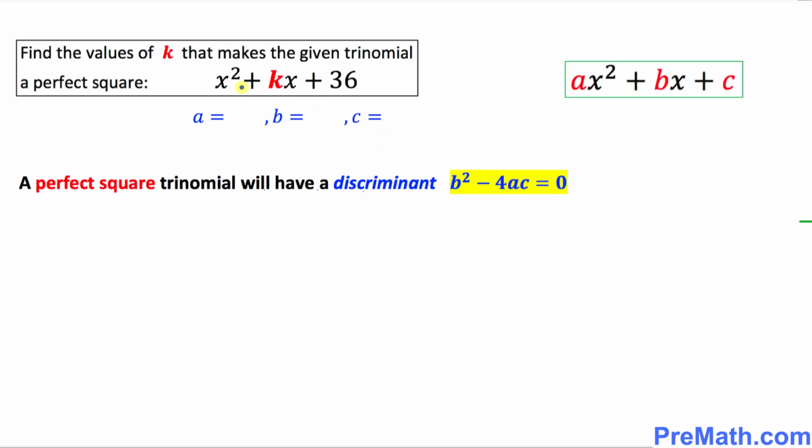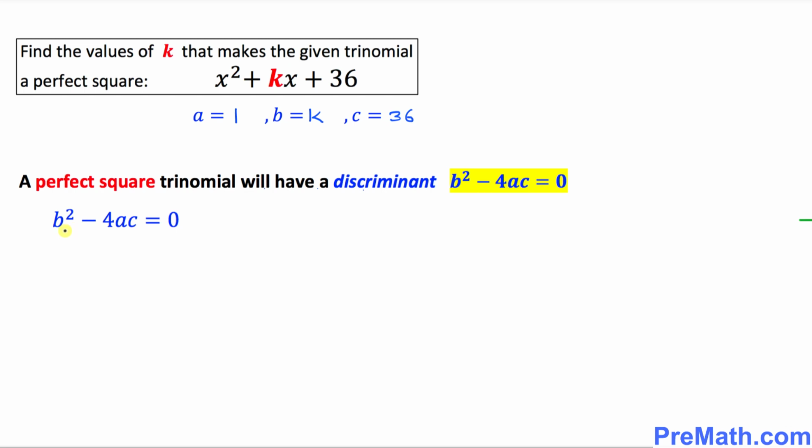So now let's compare this trinomial with the standard form of this quadratic expression. If we compare, we know that a equals 1, b is going to be equal to k, and c is going to be equal to 36. So now let's figure out the value of b squared minus 4ac, which is equal to 0. We know b is k, so I'm going to put down k squared minus 4 times a is 1, c is 36.